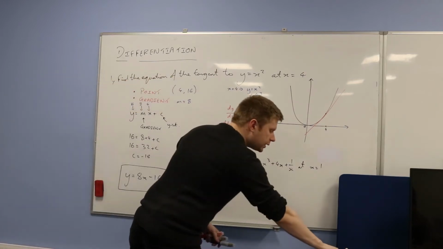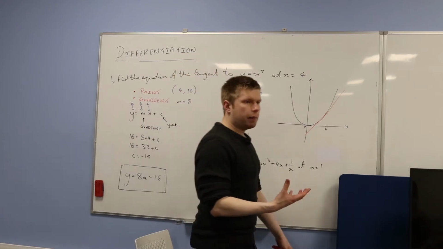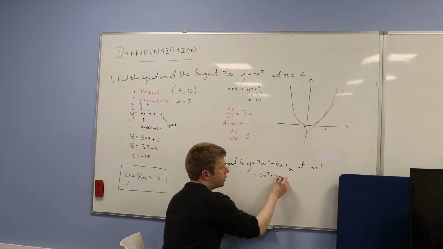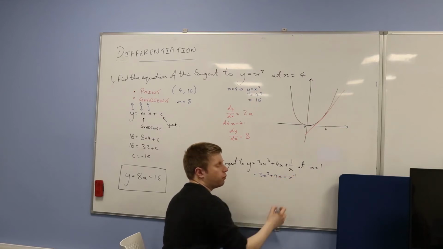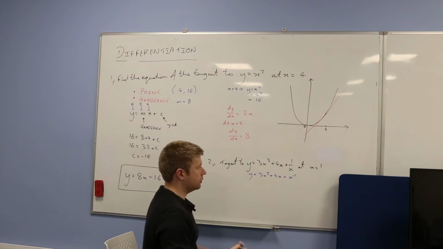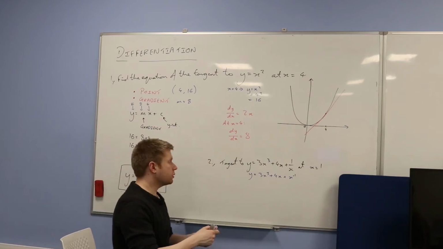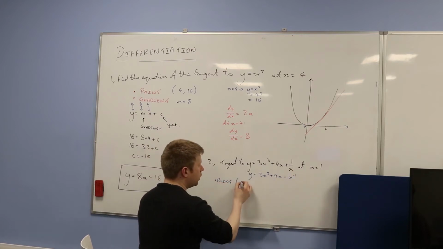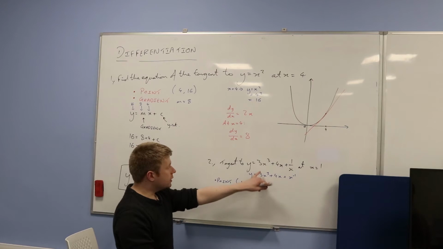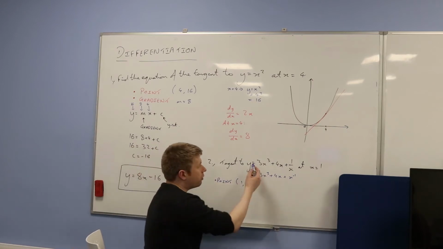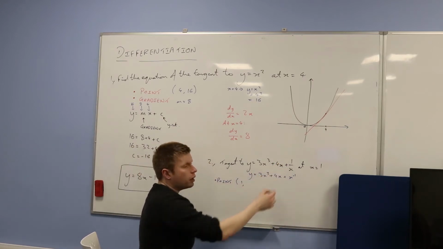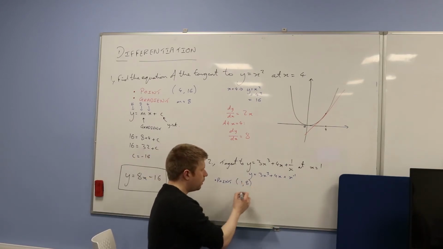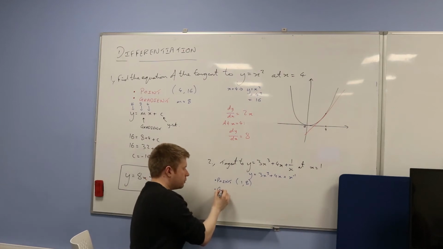First things first, I'm going to rewrite this so that I'm in a position to differentiate it. So I get 3x cubed plus 4x plus x to the -1. I could equally write y like that. Let's first go for my point. One of my coordinates is 1. To find my corresponding y, I need to stick it into this equation. So I get 3 times 1 cubed plus 4 times 1 plus 1 over 1, which is 8.